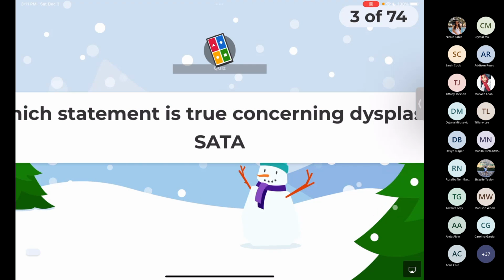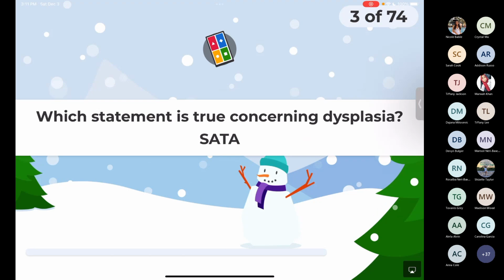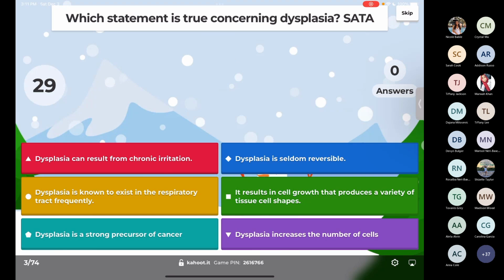This one is select all that apply. Which statement is true concerning dysplasia?